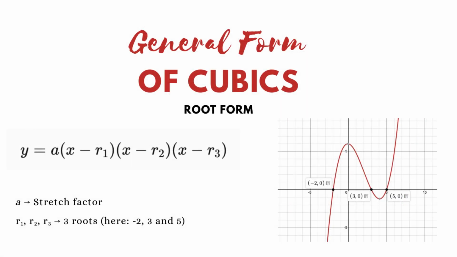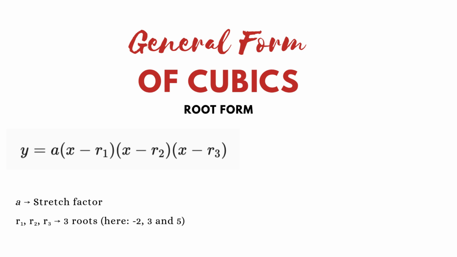The second piece of information that we can use to form our equations is the roots. For this, the general form is y = a(x - r1)(x - r2)(x - r3). Again, a is our stretch factor, our reflection factor, and r1, r2, and r3 are the roots of the cubic. Now, what are roots? When y is equal to 0, that is where the graph cuts the x-axis, and the points where it cuts the x-axis are called the roots. So in this example, our roots are -2, 3, and 5.